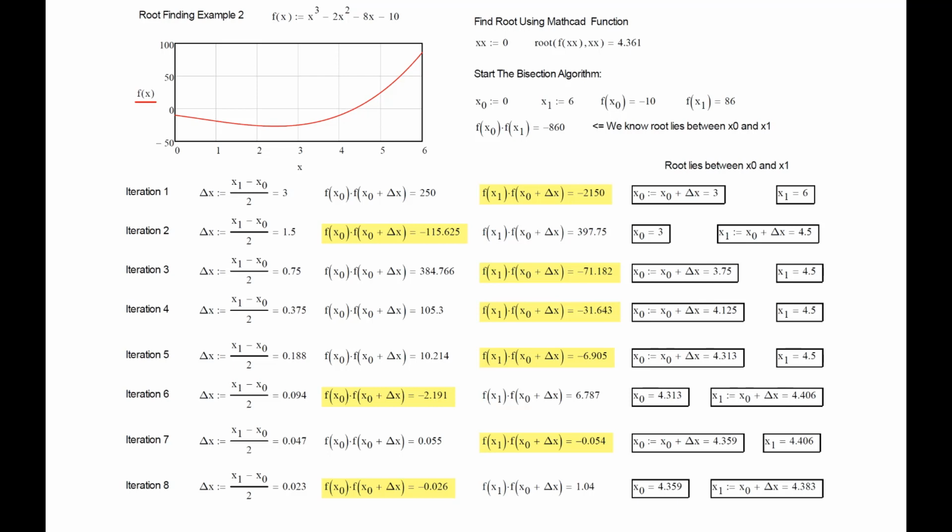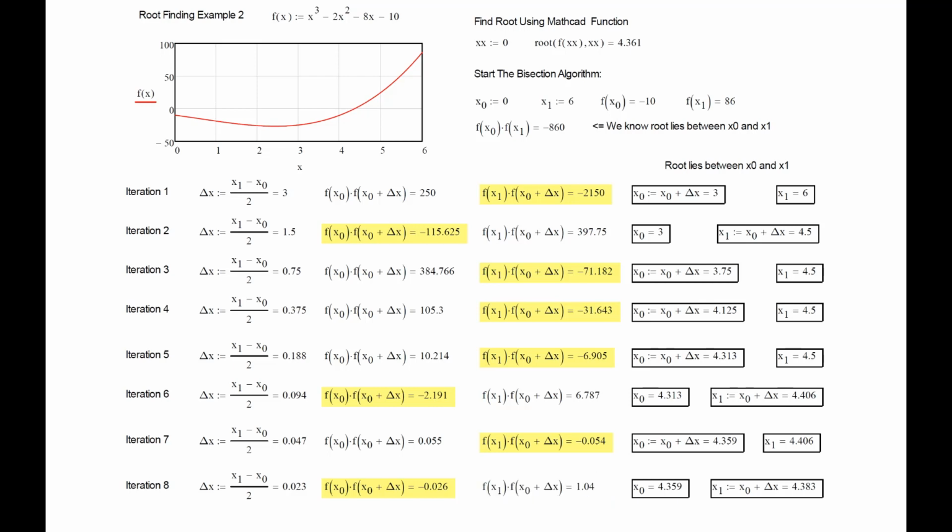Another thing we should notice is that the products of the functions at the beginning and middle of the range, and then the middle and the end of the range, ought to trend smaller, and they do. They started out at hundreds or thousands, and by iteration 8, one of them is 1.04 and the other is minus 0.026. So they're getting smaller. I must be getting near the root. In the bottom right of the sheet, x0 is 4.359 and x1 is now 4.383. That's awfully close to 4.361, which is the right answer.